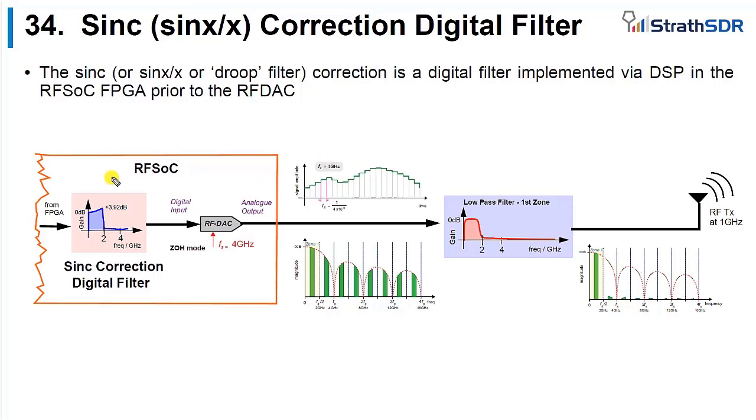So using that filter, we'll place that somewhere in the RFSoC, on the FPGA, and we do the correction before we go to the RF-DAC. And then once we send the signal out, we've done the correction, and so again we go through the low pass filter and we create our analog output signal.